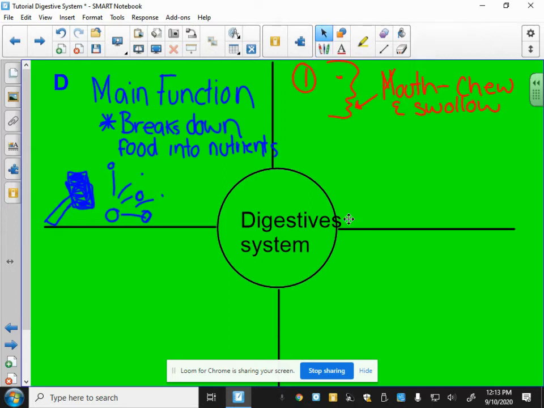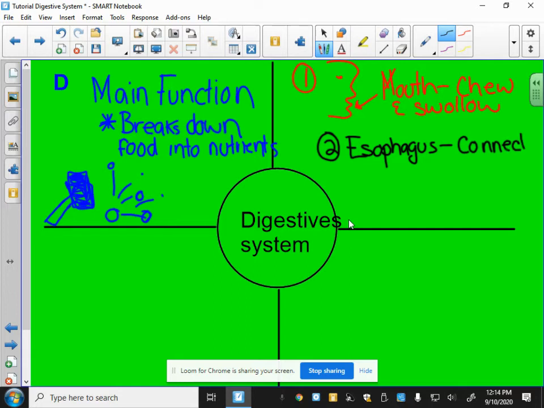Next, I have the esophagus. The main function of the esophagus is like a pipe that connects the mouth to the stomach. So the esophagus connects the mouth to the stomach.